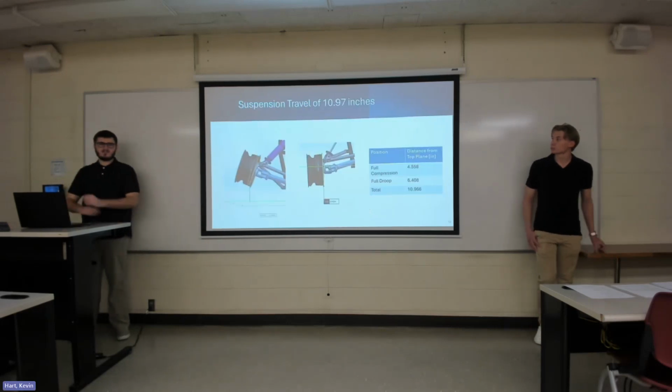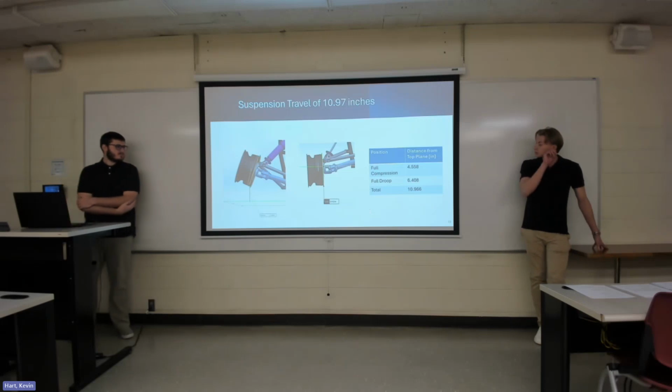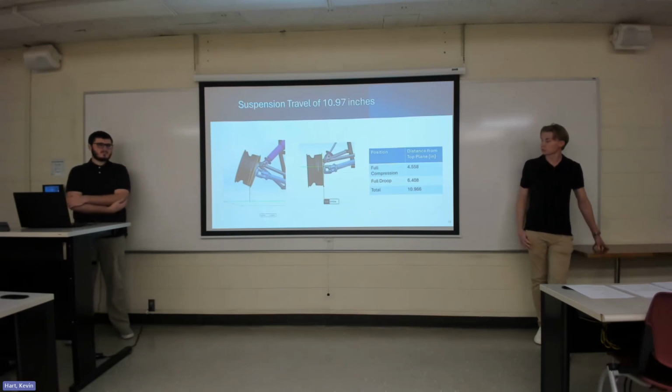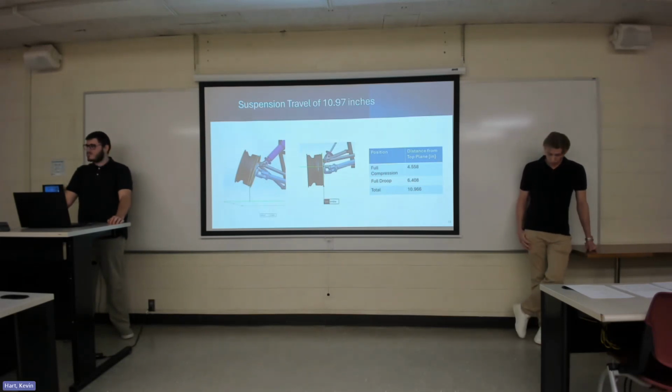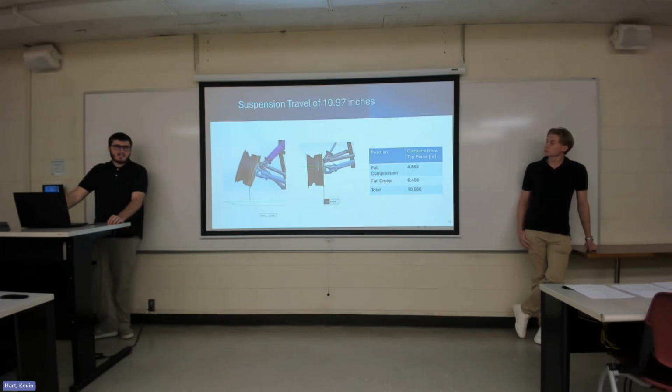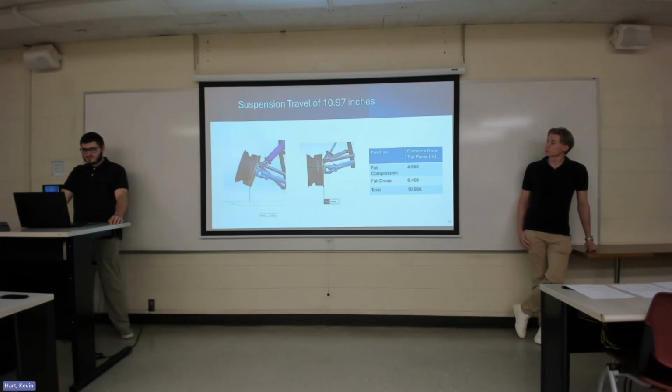And then with the suspension systems, we got 10.97 inches of suspension travel, which is seeing how high up at full compression, the distance between the bottom of the wheel and the top plane, and then going at full droop, the distance between the bottom of the wheel and the top plane. That gives us almost 11 inches of suspension travel, which is better than our objective of 10 inches.